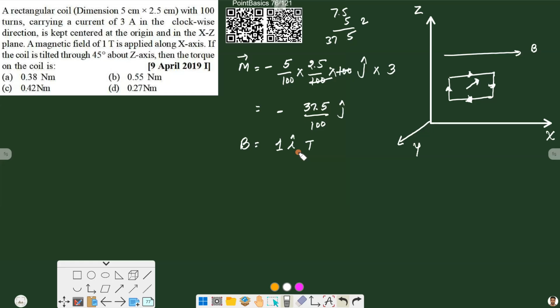Now the coil is tilted through 45 degree about z axis. So this coil is now tilted about 45 degree around z axis. So if we plot z axis here, it is rotated about z axis. So if we draw the coil, I only draw the coil, and this is our z axis.